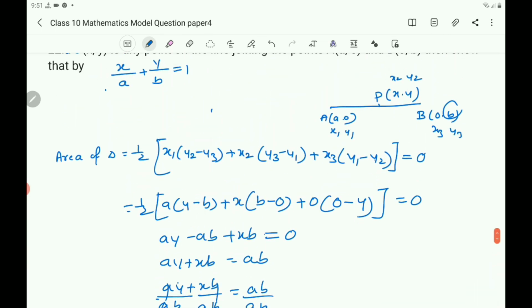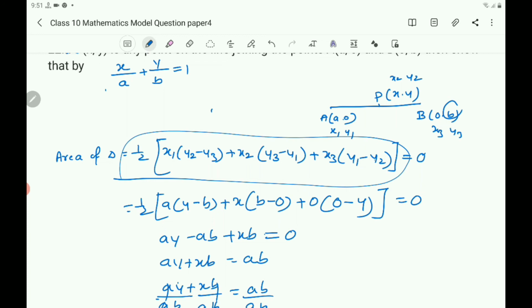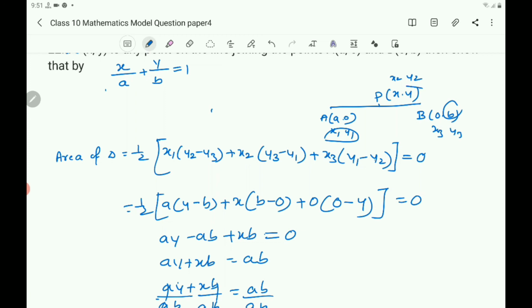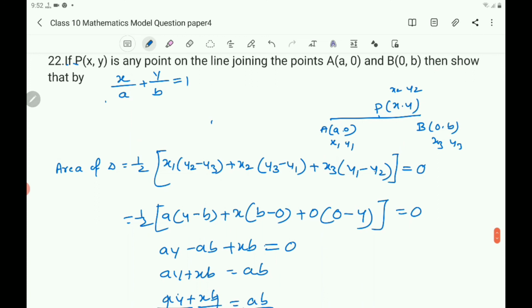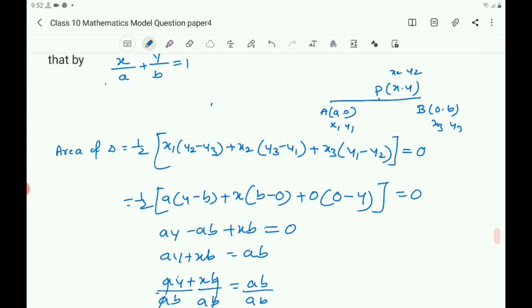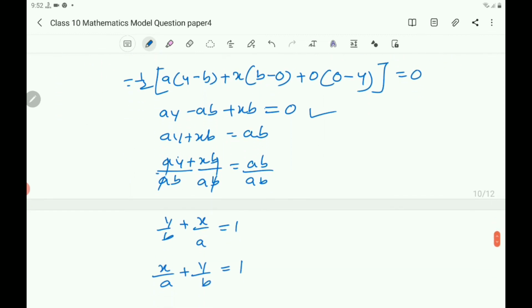Here we have to consider that these 3 points are collinear and the area of the triangle formed is 0, and you write the formula to find the area of the triangle considering this A (x1, y1) and P of (x, y), that is the point on the line. So you take x2 y2 and this is x3 y3, and write the formula to find the area of the triangle and substitute the values of x1 y1, x2 y2, x3 y3. Then you will get this relation and finally you got x by a plus y by b equals 1.